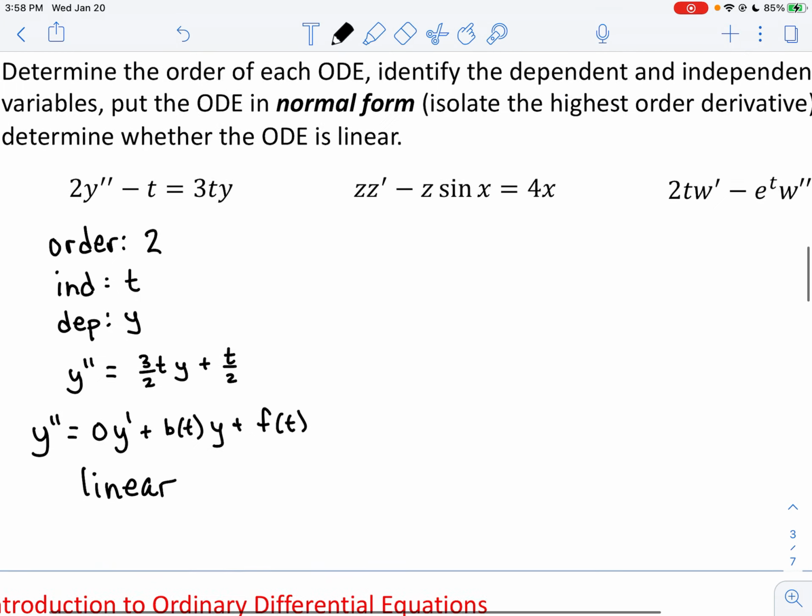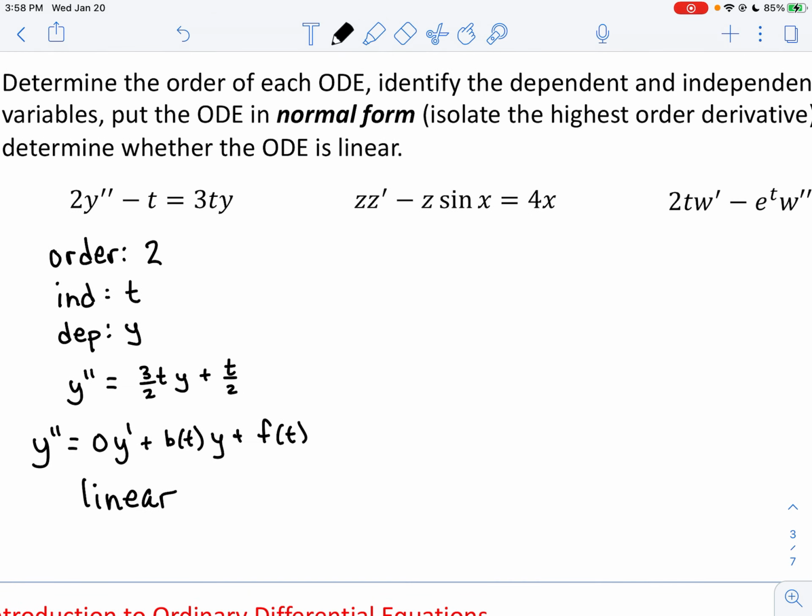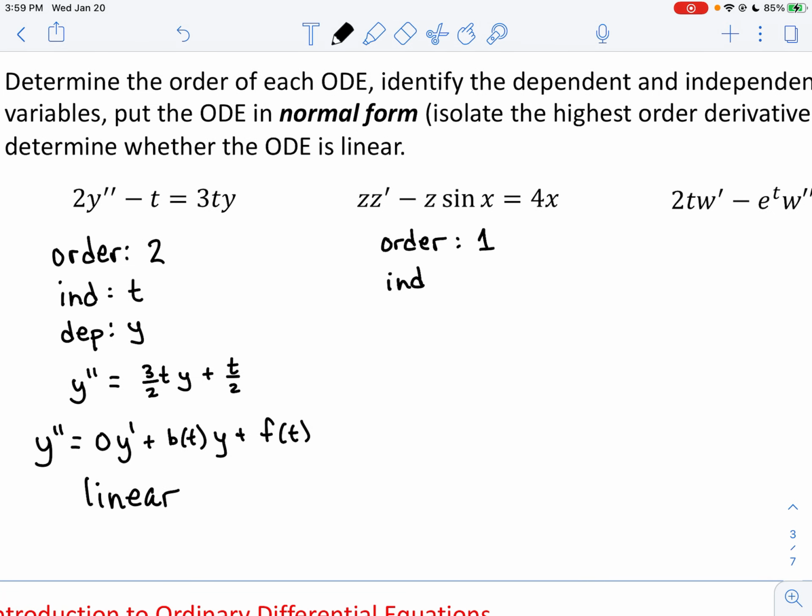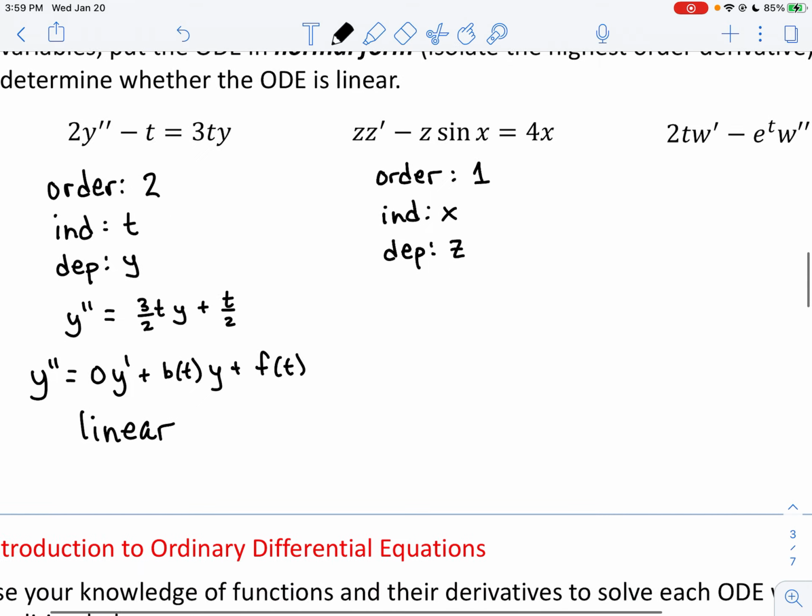Okay, the next one. The first thing that jumps out to me is the order. I only see a z prime, so this is a first order ordinary differential equation. We haven't determined if it's linear yet. The independent variable, well, the prime is on the z, so the only other variable is x, so that's got to be the independent variable. The dependent variable is the z, because it has the derivative.